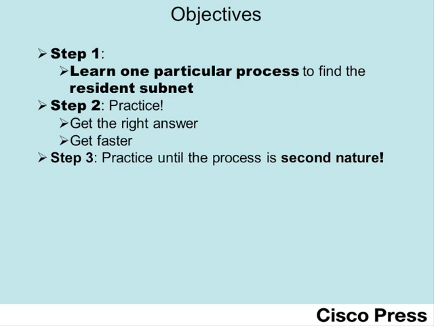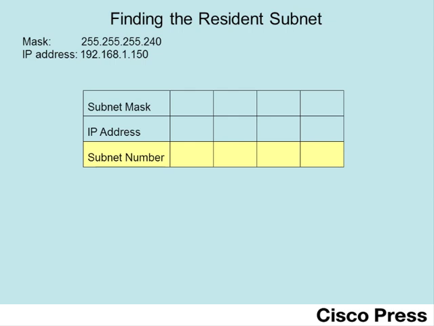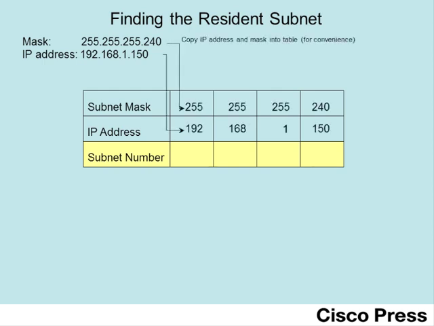Looking at this particular example, we start with the IP address and mask listed at the top of the page. To organize the problem a little more clearly, we'll put the subnet mask in the top row of a table and the IP address in the row below it. Then we're going to write the subnet number in the third row of the table.